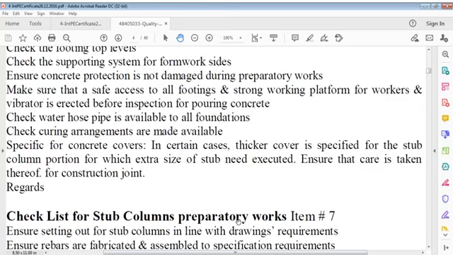And then you can say specific for concrete covers. In certain cases thick covers are specified for stub columns, the portion for which extra size of stub needs to be executed. Ensure that care is taken thereof for firm construction joint. So this point is very, very simple. That steady column.